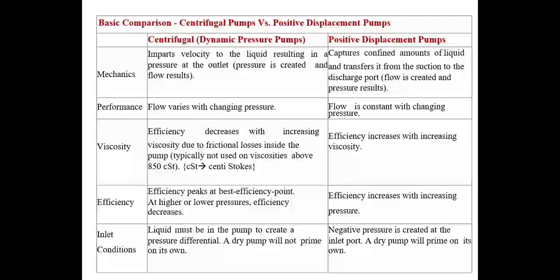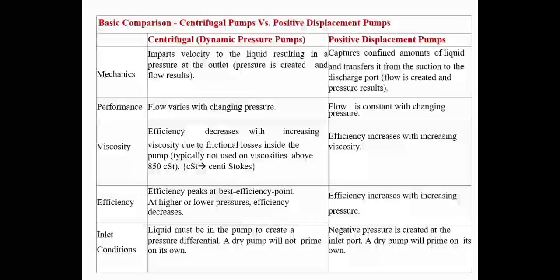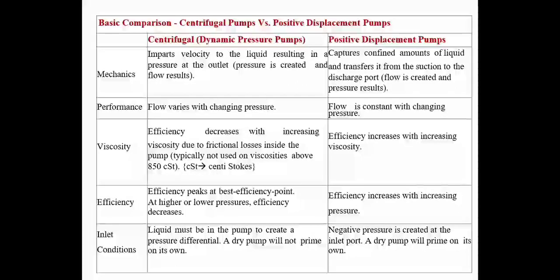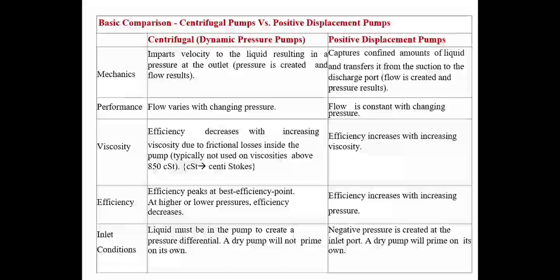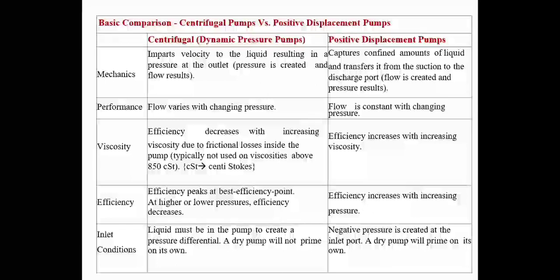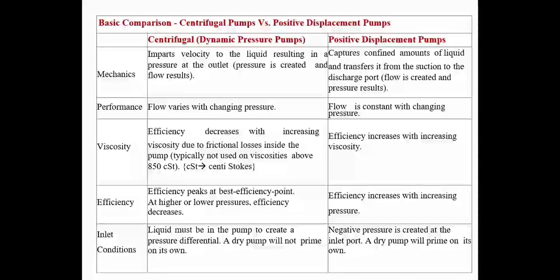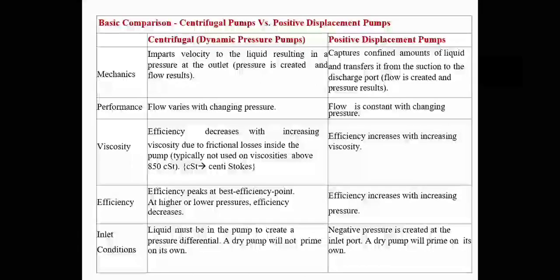And regarding efficiency, a centrifugal pump has a peak efficiency at the best efficiency point or BEP, that we will see later. In the case of a positive displacement pump, the efficiency increases with increasing pressure. It will not have any best efficiency point. The efficiency increases with the increasing pressure.